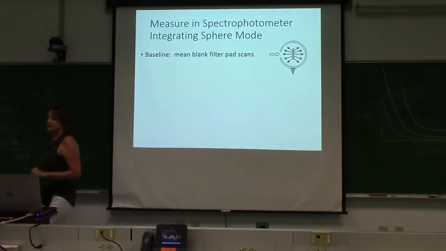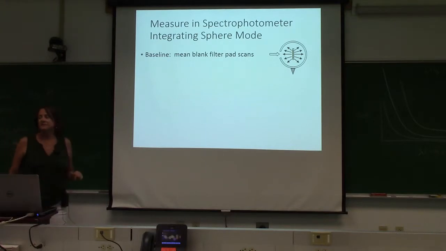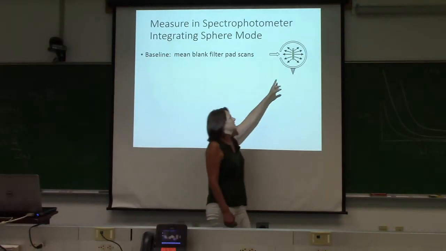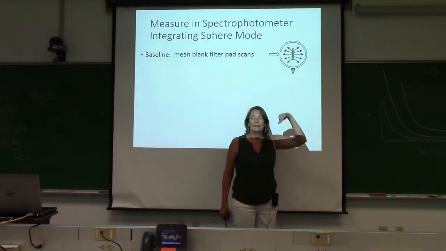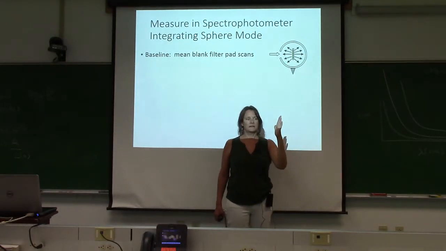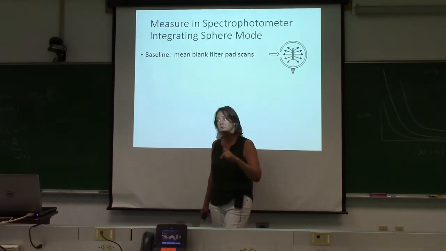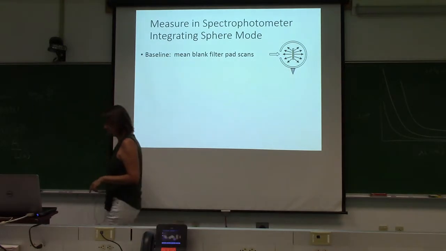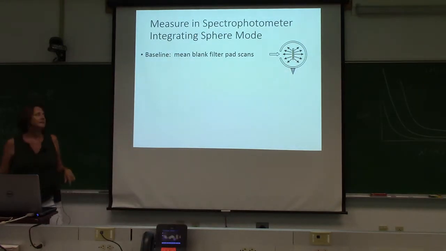So the state-of-the-art way to measure the absorption coefficients of particulate matter suspended or filtered onto filter pads is in an integrating sphere. It's the type of integrating sphere where you can place the sample inside the sphere, not on the outside, but inside the sphere. We have one that's set up in the lab, and we'll show you how to use it.